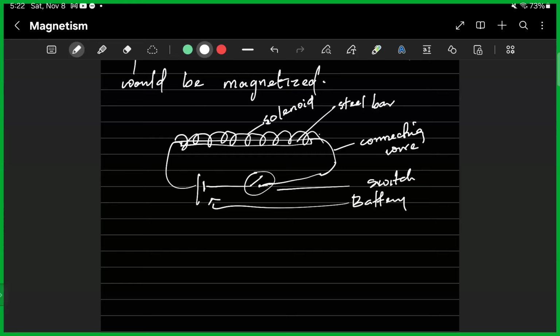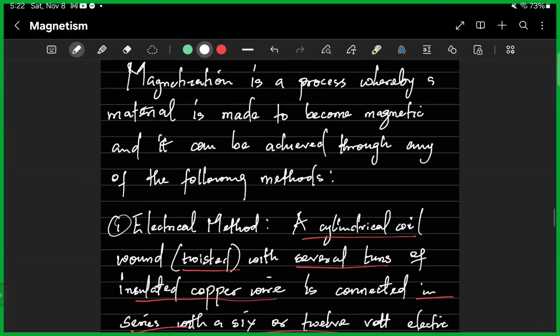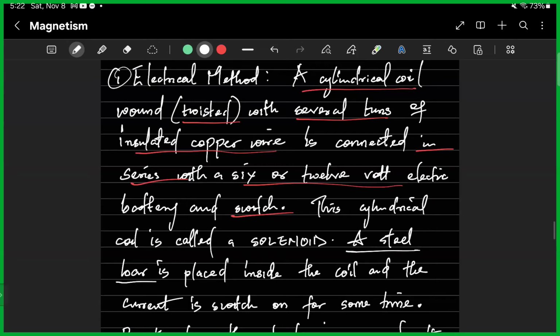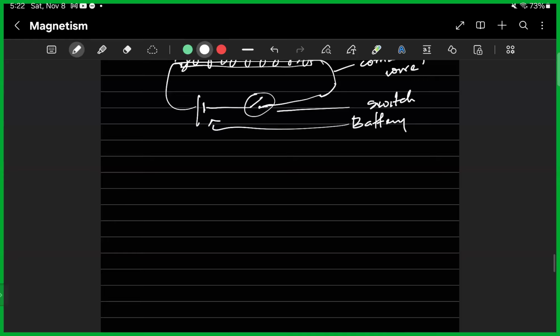So keep that in mind. The next method we are looking at, we just looked at the electrical method. We'll go straight into something called the single touch method.